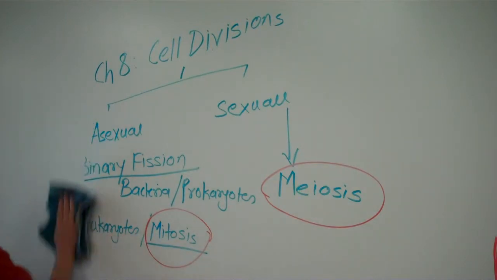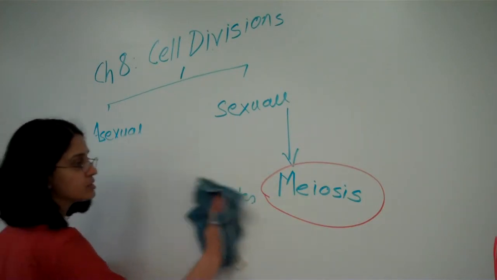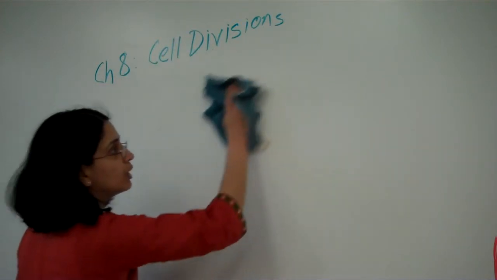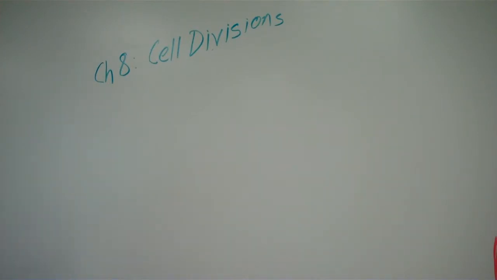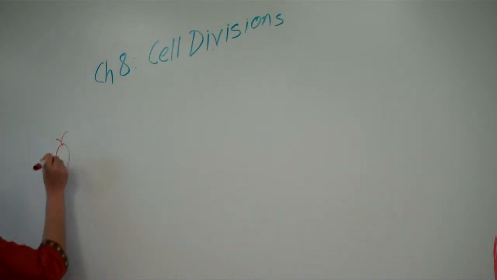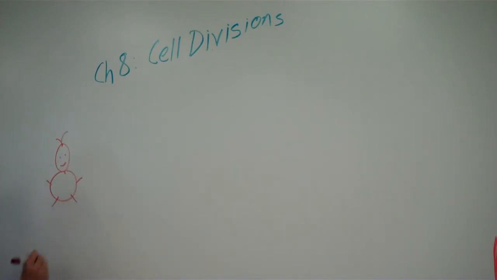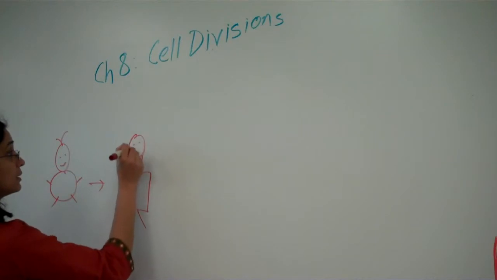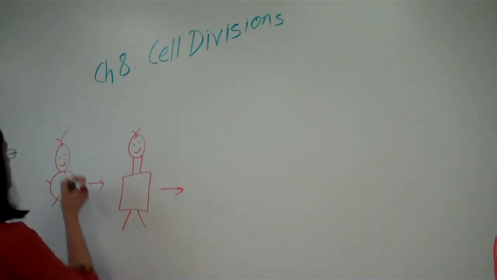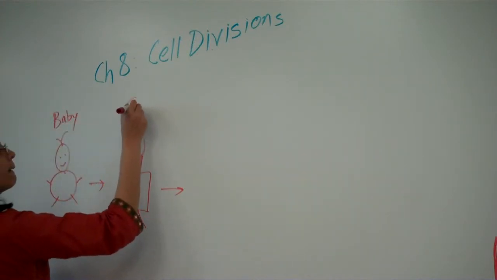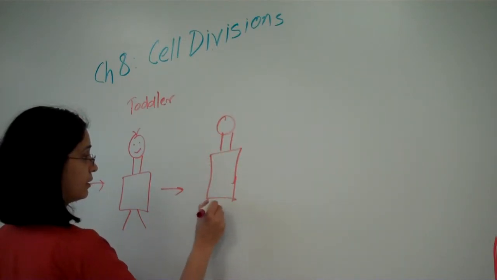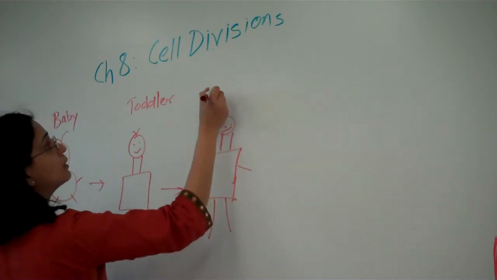Now, let's first address the question of what is the purpose behind meiosis and the purpose behind mitosis. To see that, I am going to draw a human life cycle, the life of you or me, and to start with, I am going to draw a baby, because we all start our growth as a baby. The baby grows big, becomes a toddler. The toddler grows big, becomes a teenager, or an adult.